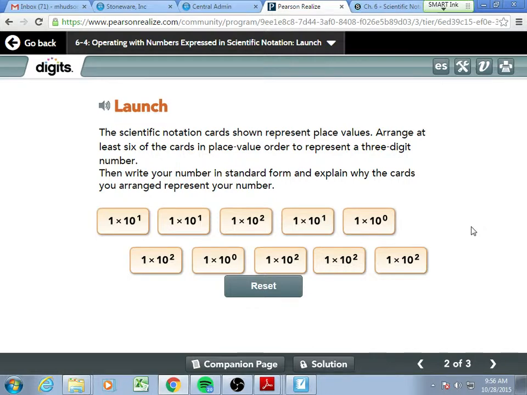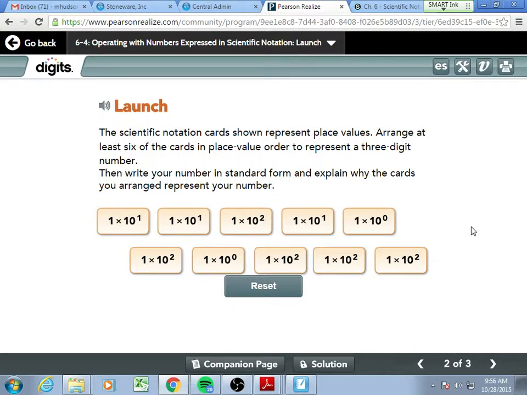Arrange at least 6 of the cards in place value order to represent a 3-digit number. What this is saying is one of these is going to be one place value, another one is going to be a different place value, another one's going to be a different place value. So how in the world could we do this to represent a 3-digit number? At least a 3-digit number.